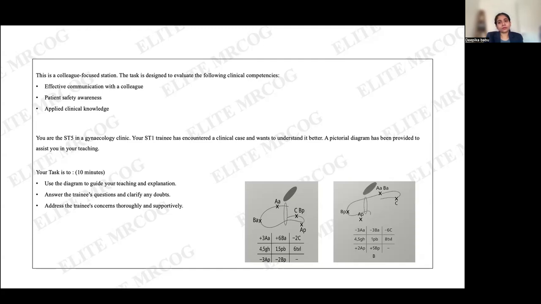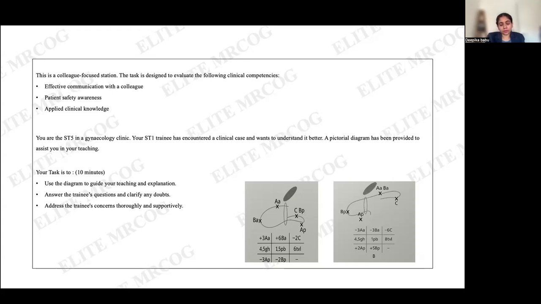POPQ zero stage is that there is no prolapse. POPQ one is where the prolapse is just inside the introitus. Then POPQ2, where the prolapse is 1 centimeter above or 1 centimeter below the hymen. Then POPQ3 is more than 1 centimeter below the hymen. And then the last one is where there is total prolapse.